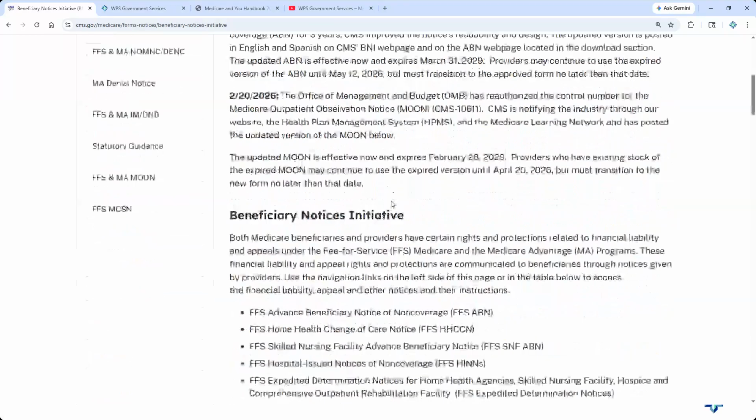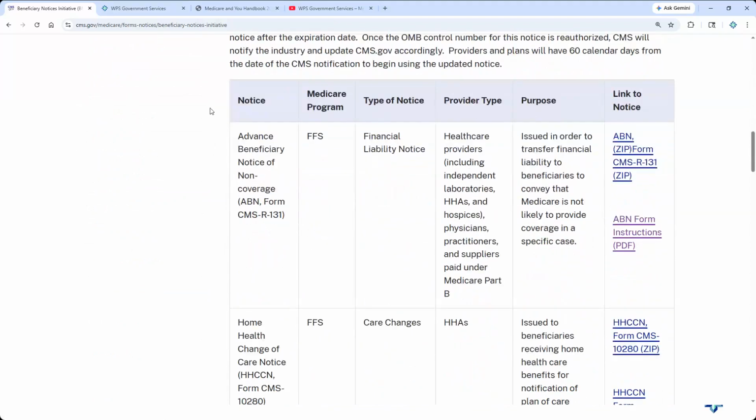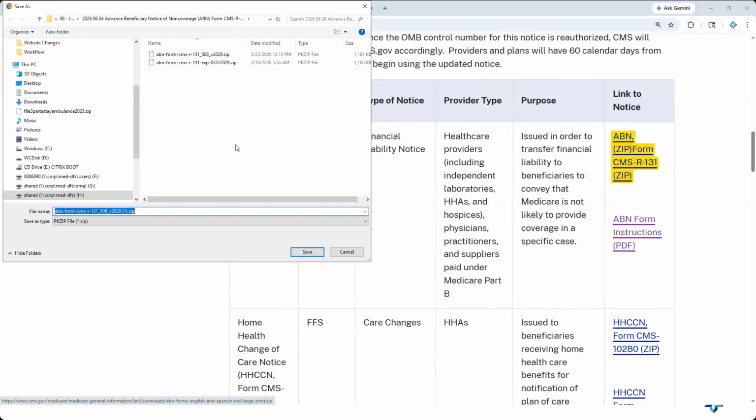Scrolling down from there, you'll come to a chart. Super easy way to get to this. Here's the form. Scroll across. Here is the actual form itself, and here's the form instructions, which is a PDF. There you go. This is what we're going to go through. If you want to download the form, I do recommend this. It just didn't want to open for me. You can go ahead and save it, and we're good with that.